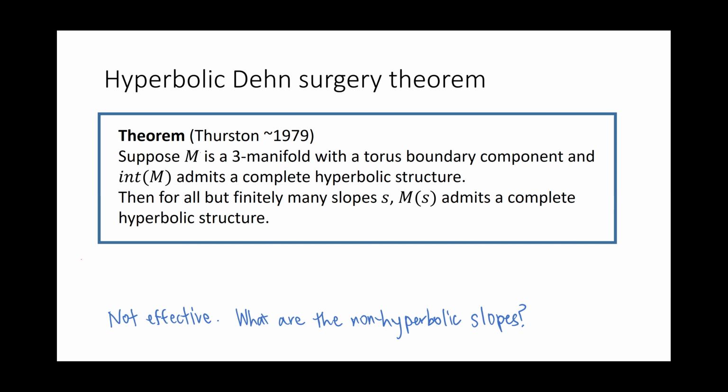And this has been a really great theorem, and it's had lots of amazing applications since it was released in Thurston's notes in the late 1970s, early 1980s. But it doesn't work for our particular purposes because it's not effective. So we don't know what the non-hyperbolic slopes are.